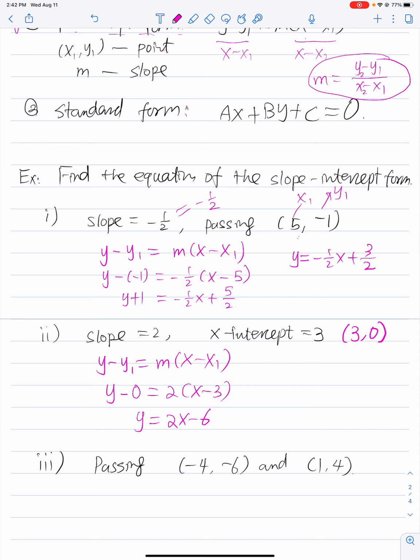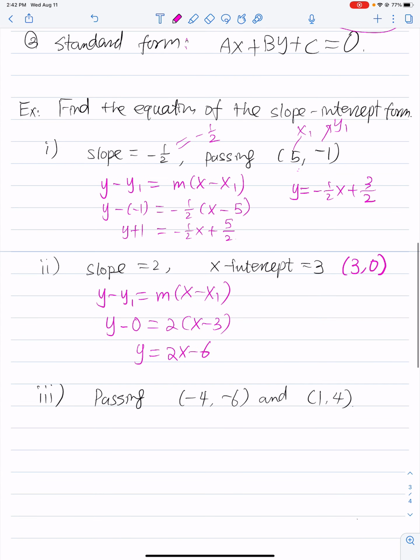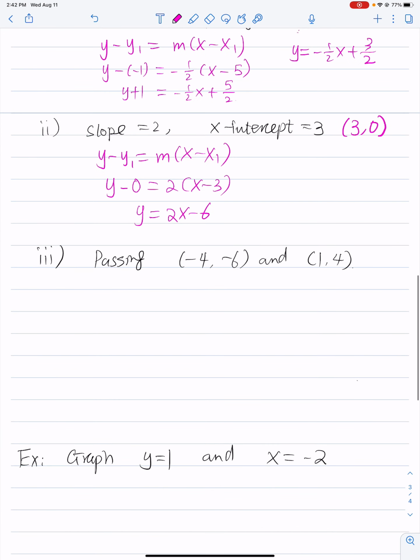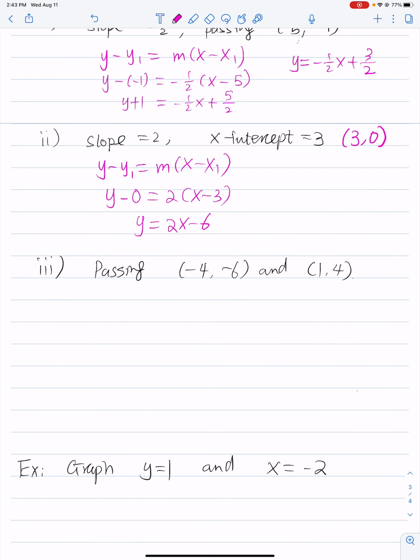Okay, so this is a very important technique. Okay, so now the next one. We are passing through 2 points. Yeah. Then which formula should we use? No y-intercept, no slope. What should we do? When we are given 2 points, what do we know directly?